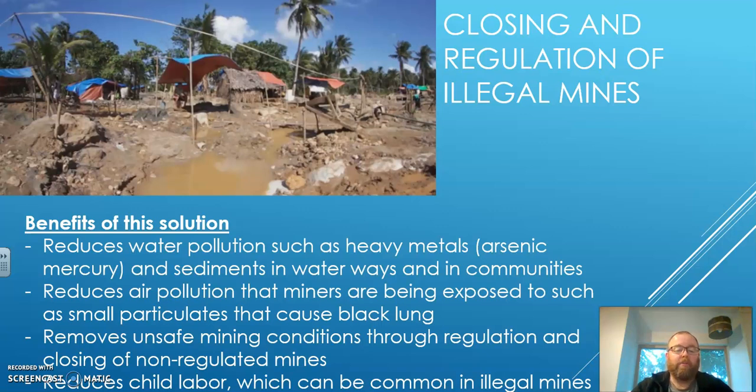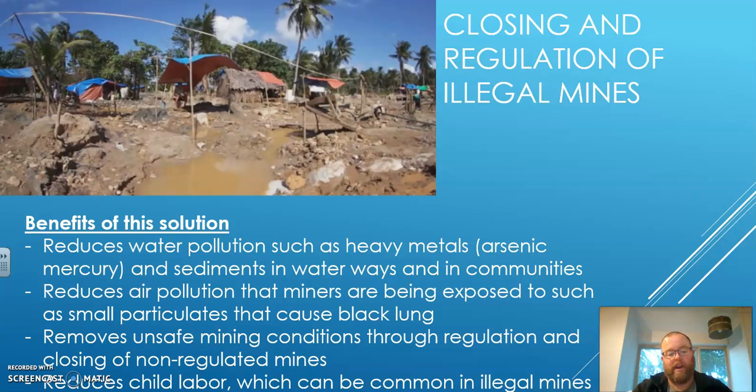Another thing we can talk about is the fact that, as you can see in the picture above, there really aren't any regulations around safety. So the way the mines are built, they're not safe. The way the water is being discharged is not safe. There's no precautions for environmental protection. All of those sorts of things. If you close an illegal mine, you stop that. Or if you just come up with some regulations and an agency that can regulate it, that would be a good start there.